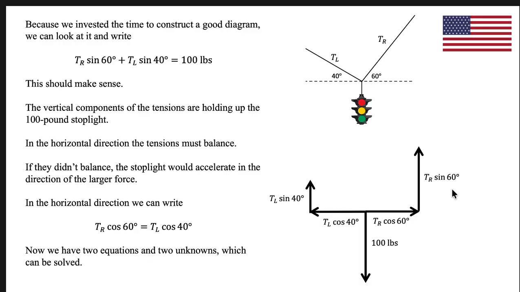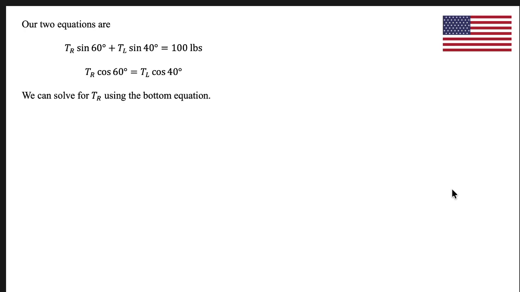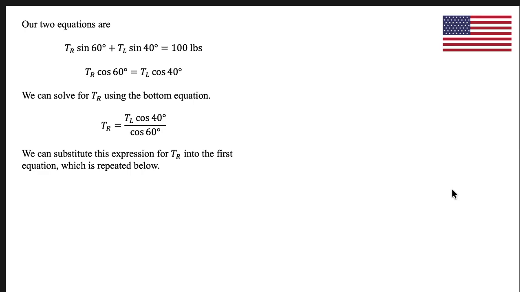Now we have two equations and two unknowns, and we have to do some math. Be careful and grind it out. So here are our two equations, and there are numerous ways to do this. We're going to solve for TR using the bottom equation by dividing by cosine 60. A lot of algebra here. You have to be careful. So that's TR. We have this expression for TR, and we're going to plug it into the top equation.